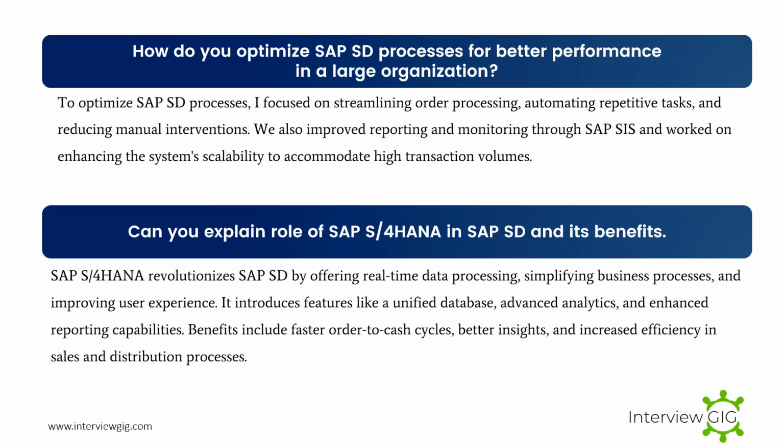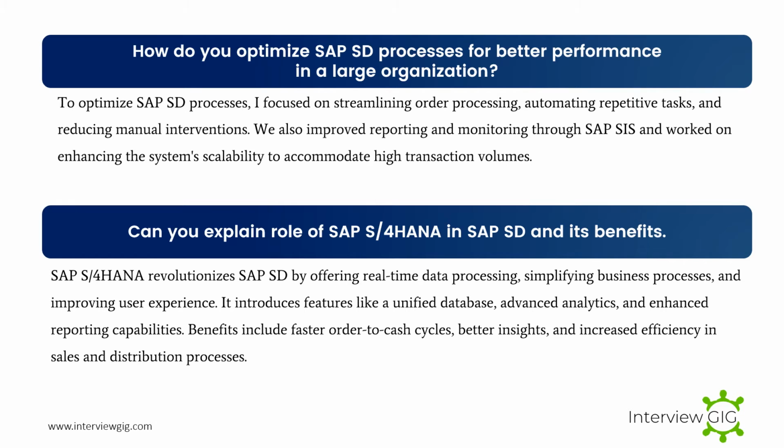How do you optimize SAP SD processes for better performance in a large organization? To optimize SAP SD processes, I focused on streamlining order processing, automating repetitive tasks, and reducing manual interventions. We also improved reporting and monitoring through SAP SD and worked on enhancing the system's scalability to accommodate high transaction volumes.